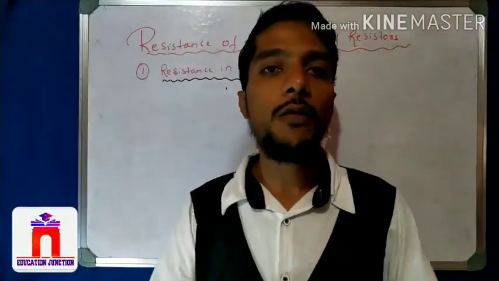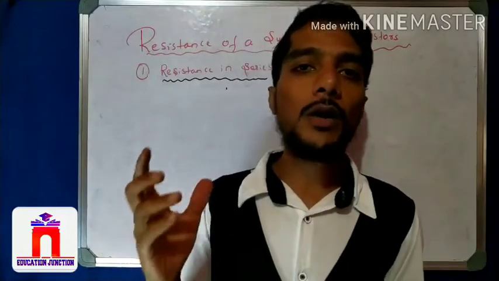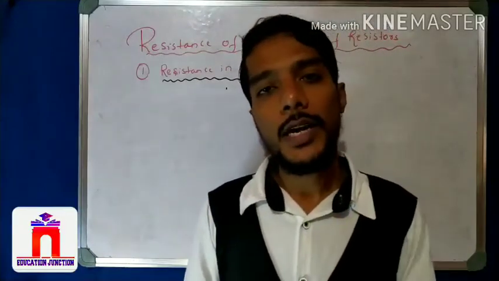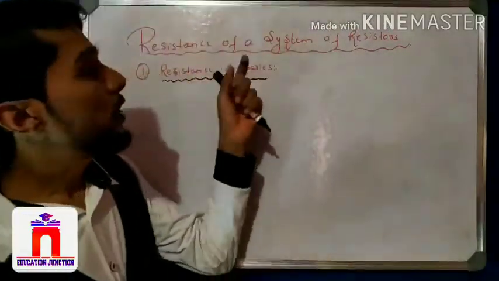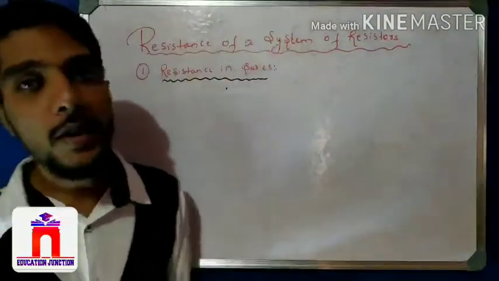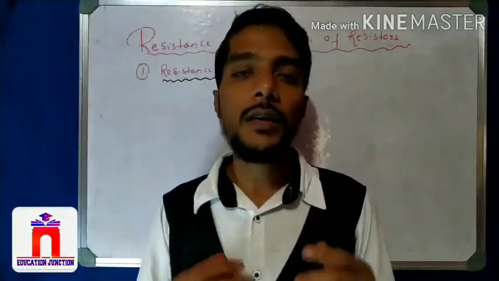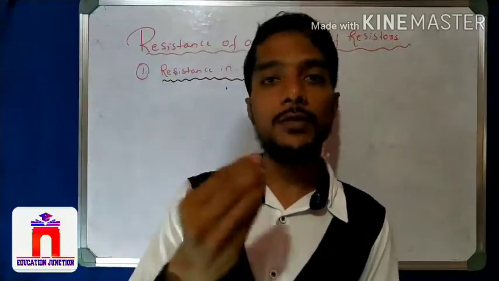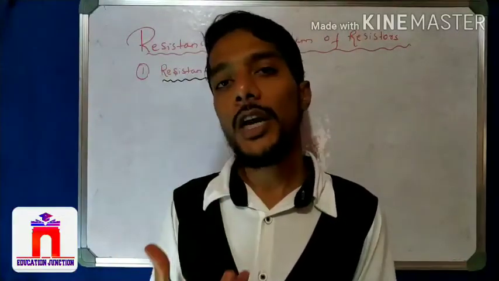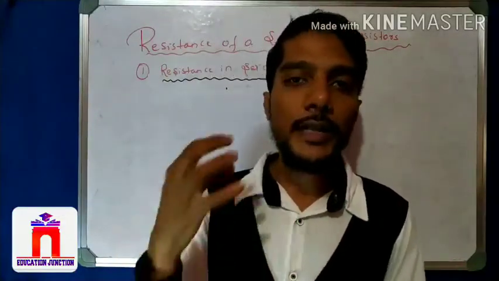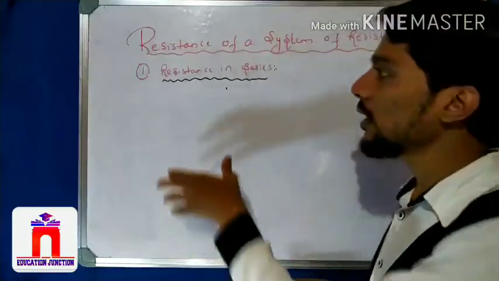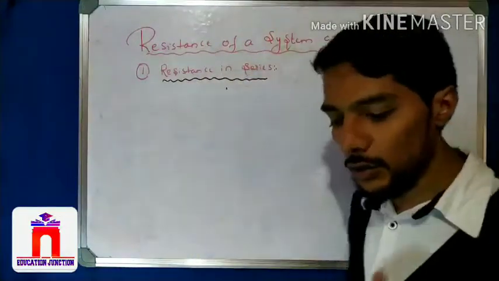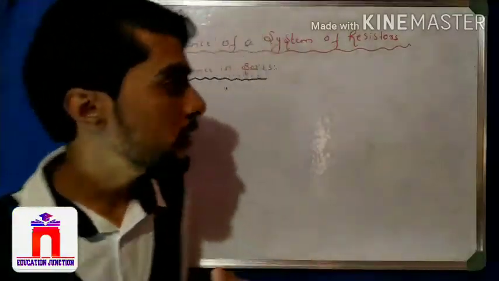Now in this video of the electricity chapter, we come across a very important concept of this chapter, that is the system of resistors, right? In the system of resistors, there are two types of connection. One is series connection and one is parallel connection. But in this video, I will only focus on resistance in series, so we only discuss the series connection here.